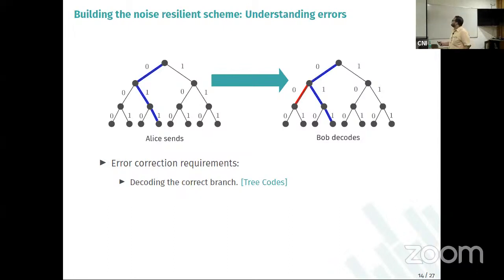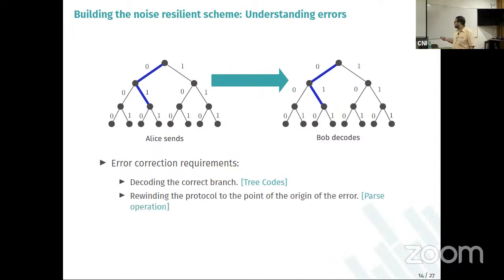Let me tell you. At this point, Bob believed it had seen 0, 0, right? It only corrected it later, but at this point, it believed that it had seen 0, 0. So its transmission at this point would have been based on the fact that it received 0, 0. So the protocol has already gone on. Whatever Alice sent here would be dependent on what Bob sent at this point, but that itself was the wrong message. So the protocol needs to be rewound back to the source of the error and then restarted. Once you detect that you have gone wrong, you need to tell the other party to go back. This we will do through something called the parse operation. So these are the two key tools that are required for an interactive code.